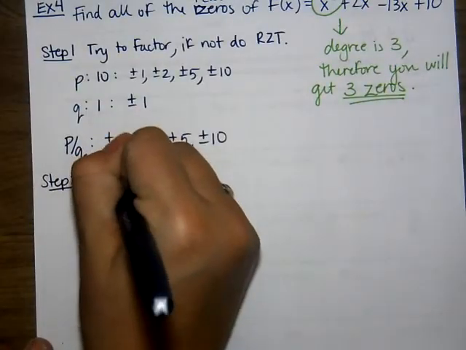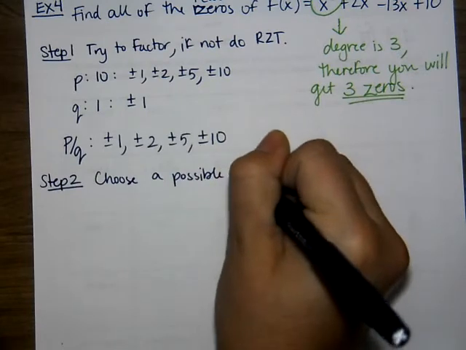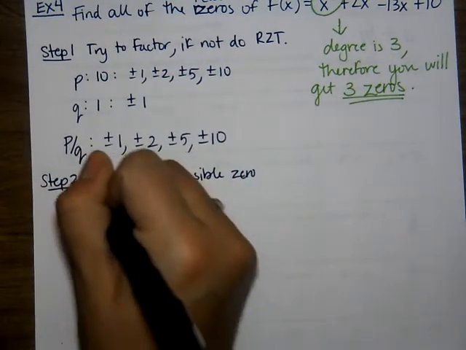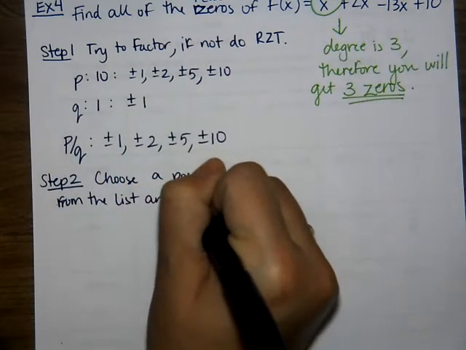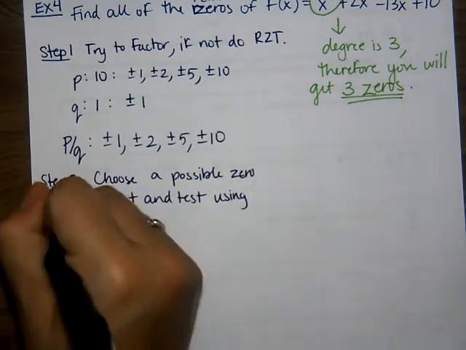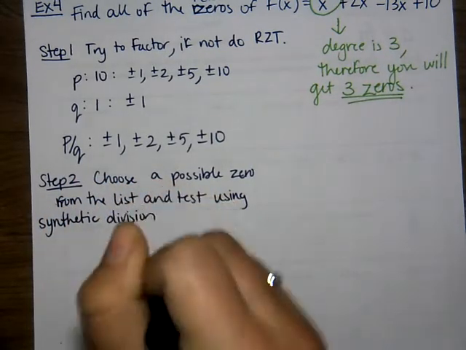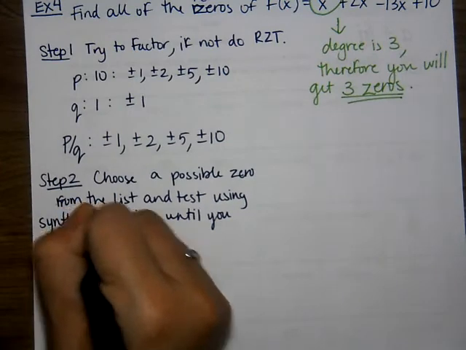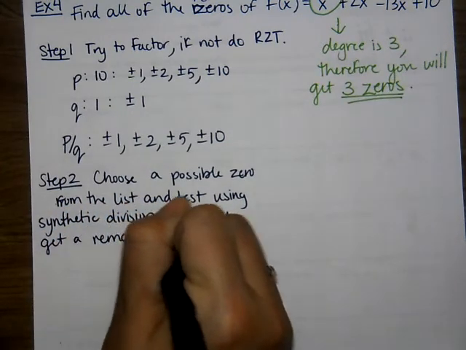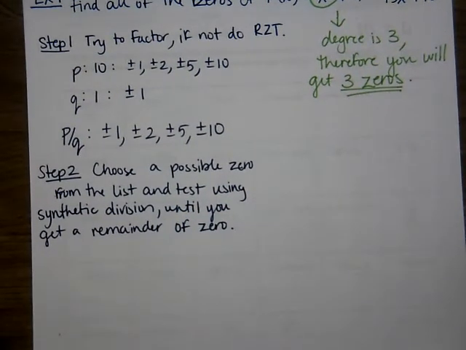Step 2, we're going to choose a possible zero from the list and test using synthetic division until you get a remainder of 0. I know when I get a remainder of 0, that means that it's a factor, that it's a 0, it's an X intercept, so I could stop.